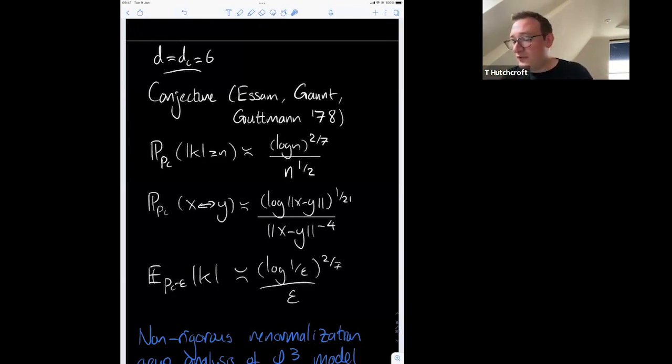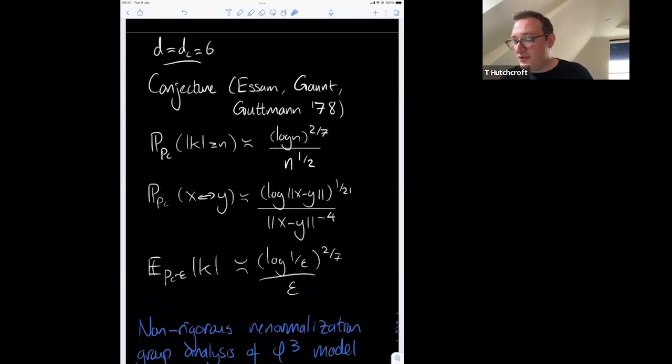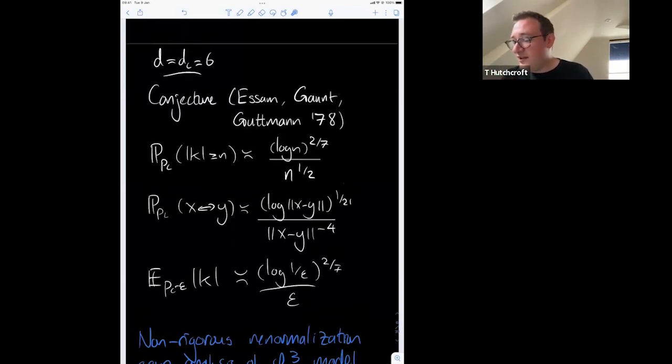So, for example, if you look at the probability the cluster at the origin has at least n vertices, well, it's like 1/√n, that's the high dimensional thing, times log n to the 2/7 conjecturally. Okay, and similarly, if you look at the 2-point function, which is the name for the probability that 2 points are connected, this should differ from its mean field scaling by a log to the 1/21 factor. That's the conjecture.